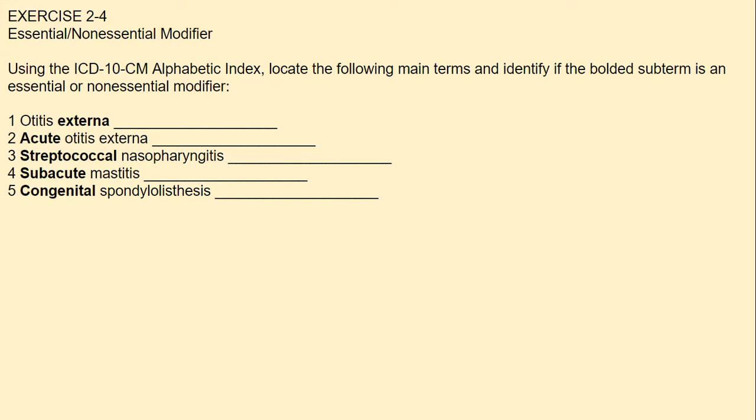I know, that's why I wanted to go over it. I'm going to tell you though, you're not really going to have to choose essential and non-essential modifiers in everyday coding. But I wanted to point this out because sometimes when we're coding and it tells us to see this or do that or go somewhere else, it's because we're looking at non-essential modifiers. But congenital is essential.